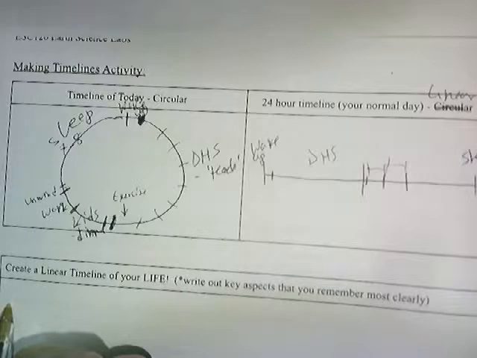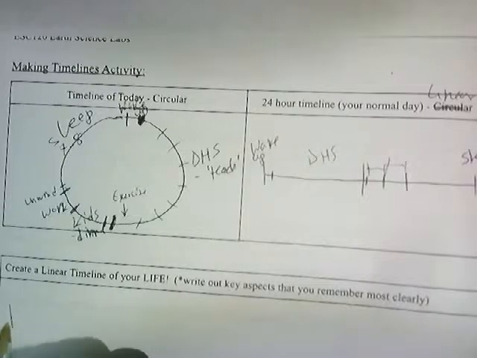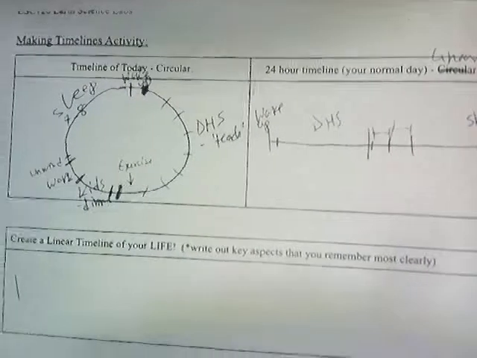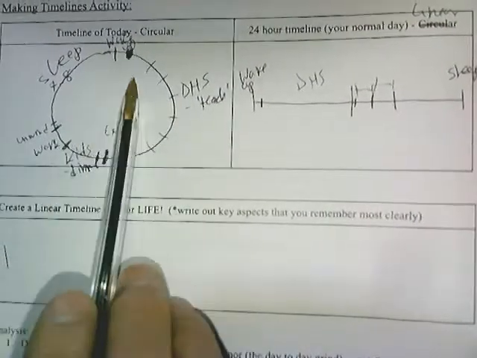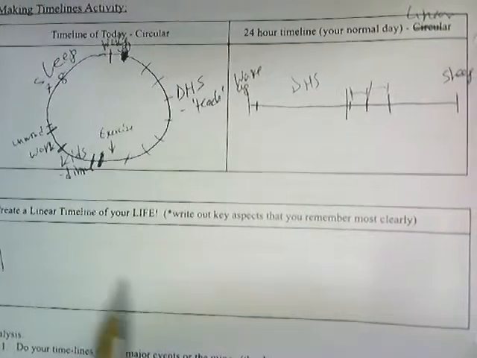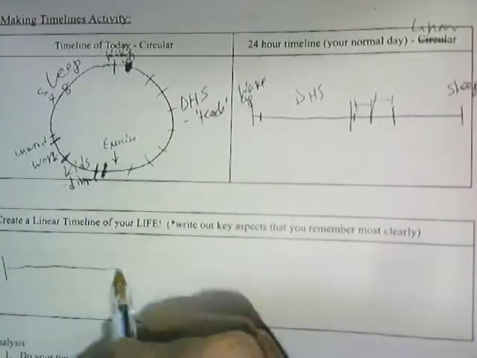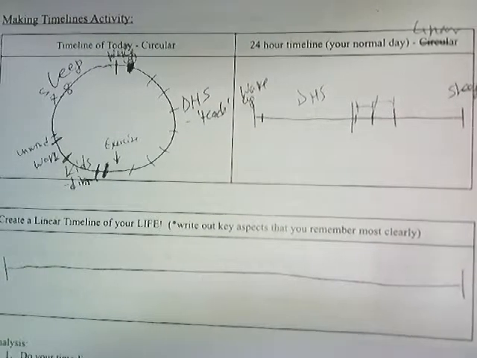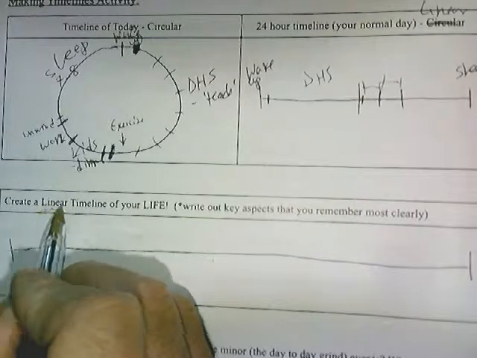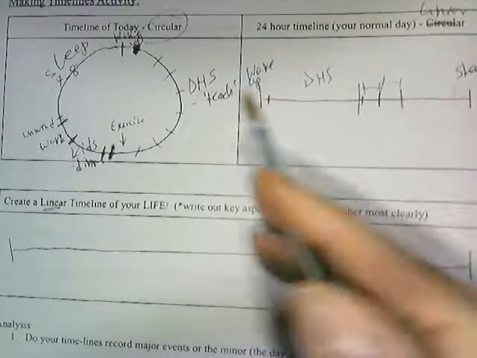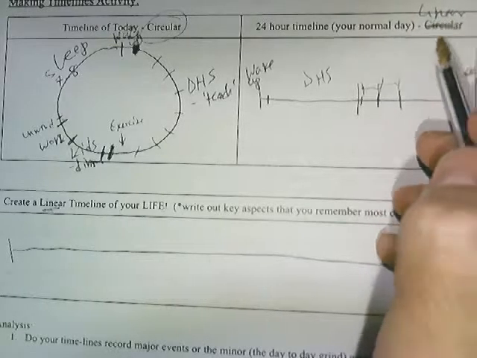A linear timeline of, say, my life would be a little bit different. It'd be a little bit more complex, and I'd have different things. On a daily basis, I get this cycle. In my life, it's not exactly a cycle. It's kind of new and different. So I'll start out by drawing it like so, a linear timeline. So this is circular, this is linear. Once again, I don't know why that says circular.